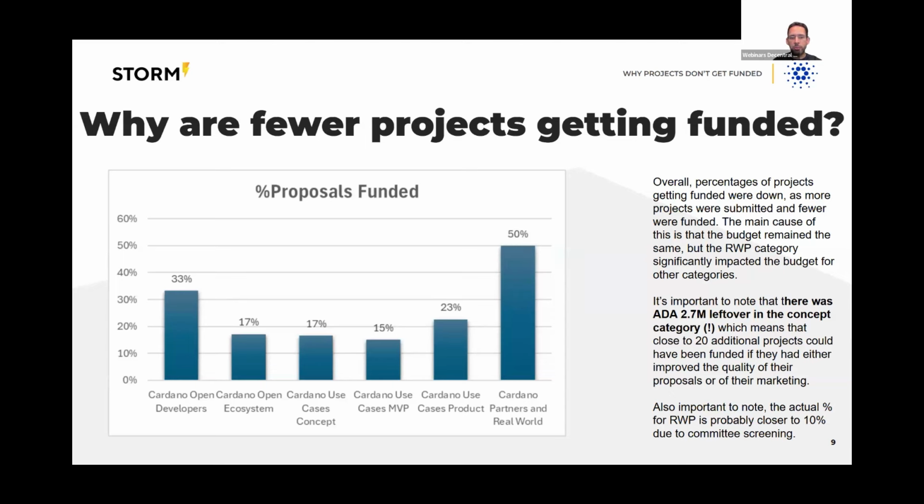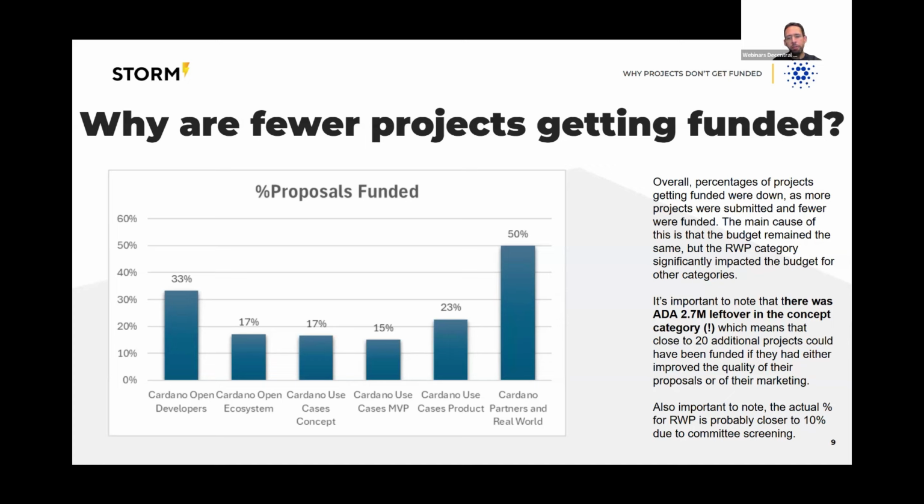The open ecosystem category and the use case concept category, which were a little bit lopsided before, are pretty much equal in Fund 12. So there's no advantage over going one versus the other. Use cases or the MVP category, which was collapsed in Fund 13 into the concept category, was a little bit lower, and the product category was a little bit higher. And I think that's probably because people who would have thought about doing products maybe decided to go for a real world partnership instead.